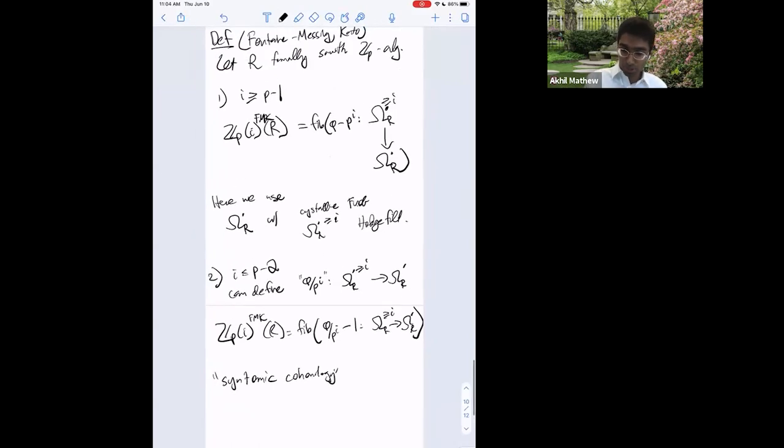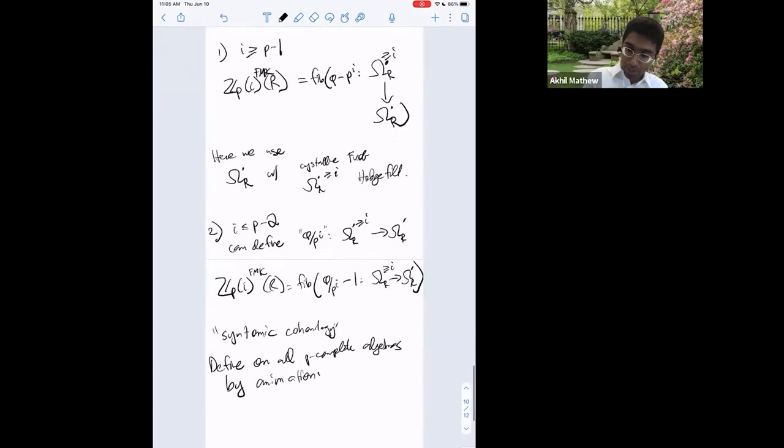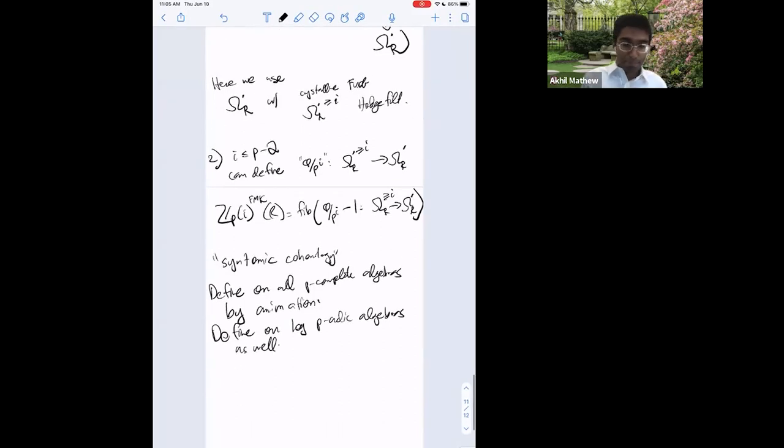So this is a general construction, and we can define this for all p-complete algebras by animation, using the procedure that I just explained. Or in this case, you can just do it directly, defining it on log p-adic algebras as well, using this infinite root stack.